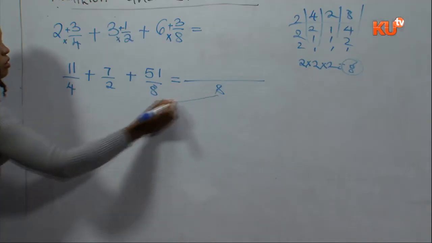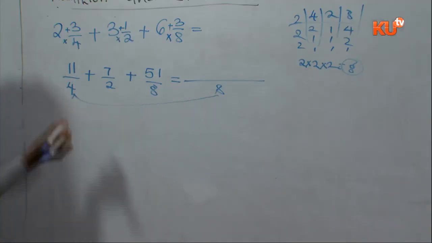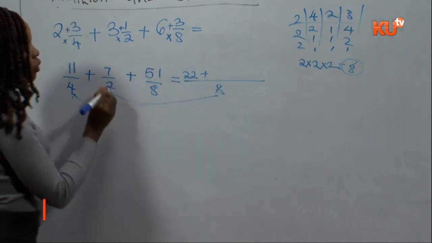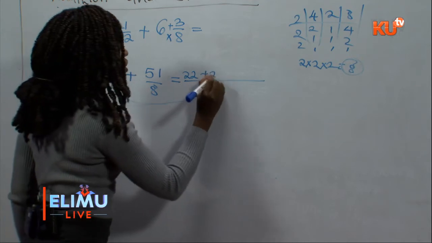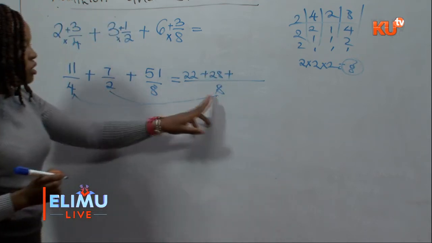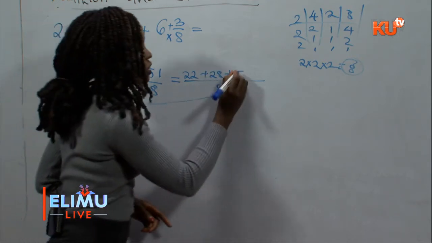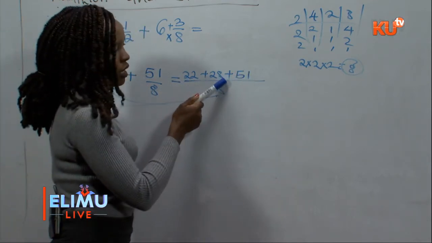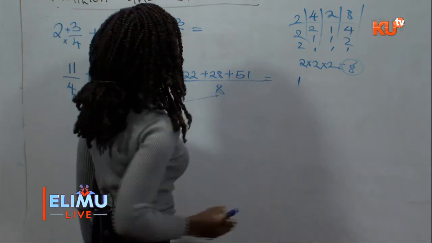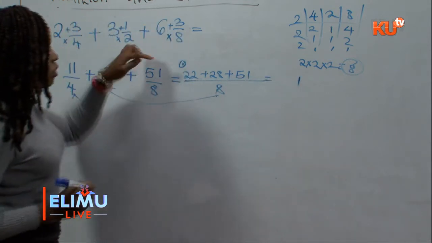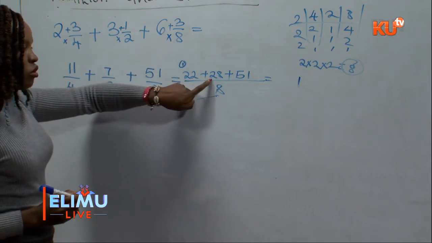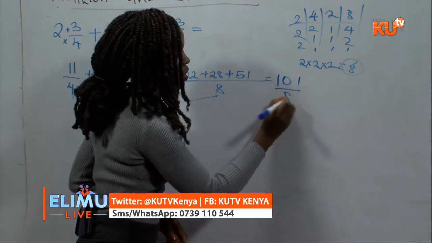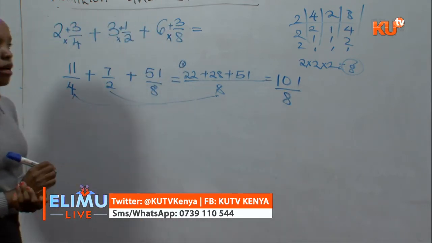8 divided by 4, you get 2. 2 times 11, we get 22. Plus 8 divided by 2, we get 4 times 7, we get 28. Plus 8 divided by 8 is 1, times 51, we get 51. And then we add all of them. 22 plus 28 plus 51 gives 101 over 8.